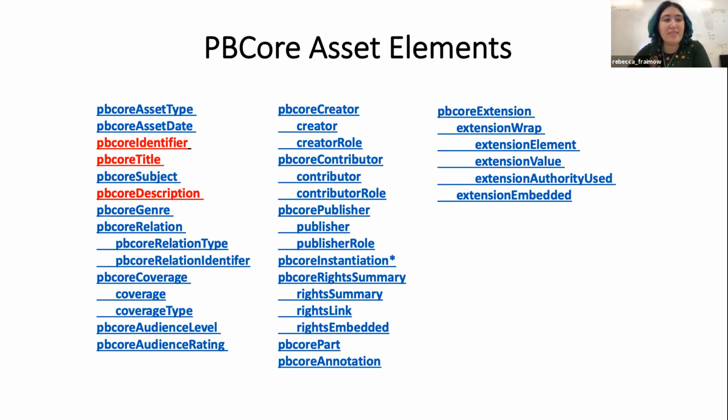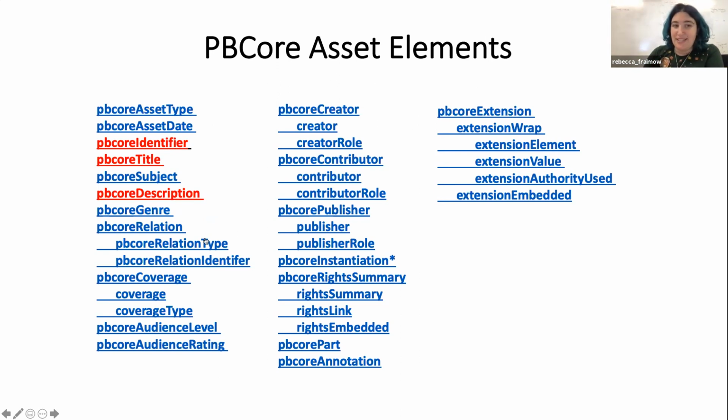So you can see that in this list of elements, there are 3 elements that are in red. That's PBCore identifier, PBCore title, and PBCore description. The reason that I've highlighted these in a different color on this slide is because these are the only 3 elements that are required to make a valid PBCore record.